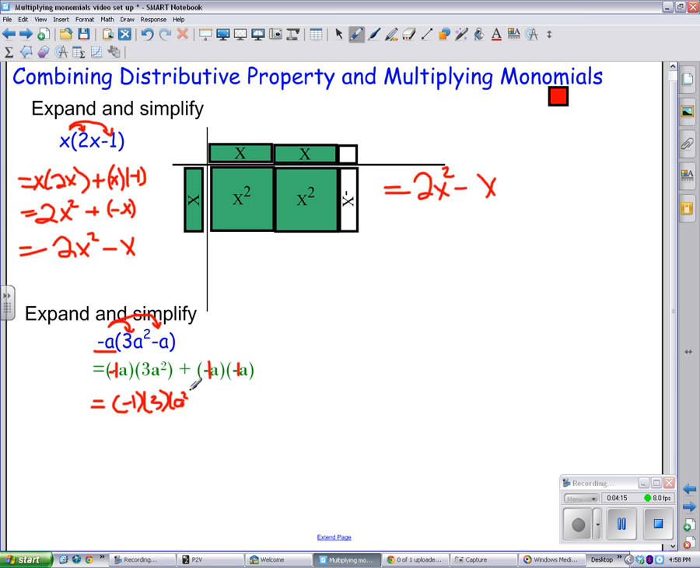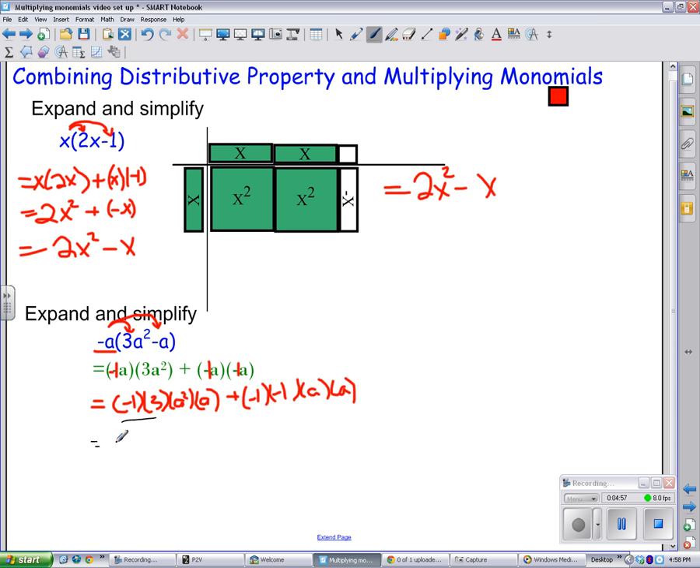I will do the same idea for the second: coefficients, negative 1 times negative 1, and variable times variable, a times a. So I happen to know that if I'm looking back in this section, negative 1 times 3 is negative 3, and a squared times a is a cubed. Then I can look through here, negative 1 times negative 1, that's 1, a times a, that's a squared.